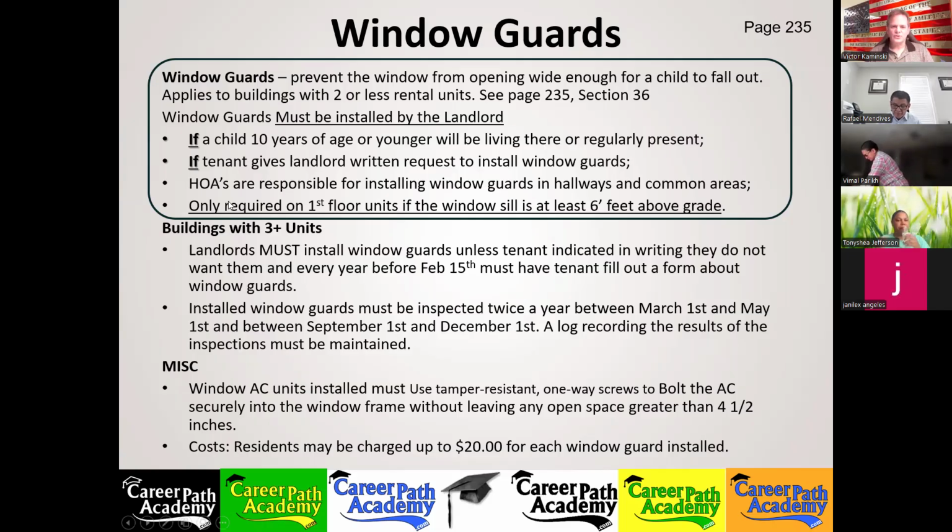HOAs, the homeowners associations, if it's a condo, they're responsible for installing those window guards in the common hallway area windows. And it's only required for first floor units where the windowsill is at least 6 feet above grade. You'd figure second, third floor they may require it, but it's only required for first floor units where the windowsill is at least 6 feet above grade.